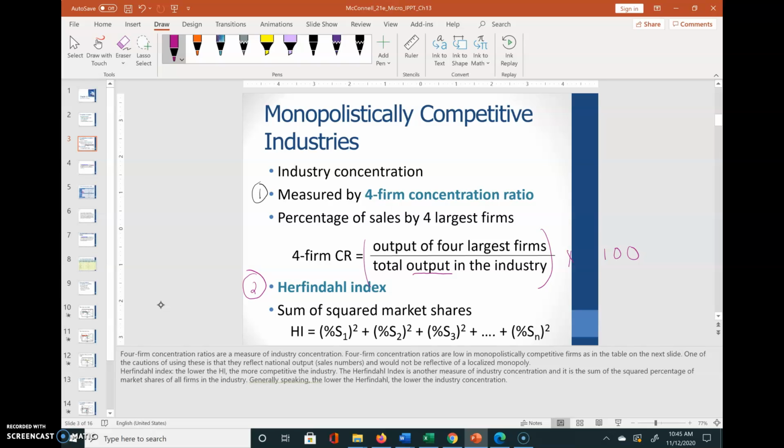Now the Herfindahl index, some books also abbreviate this as Herfindahl-Hirschman index or HHI. This is calculated as the sum of squares of market shares of all the firms.